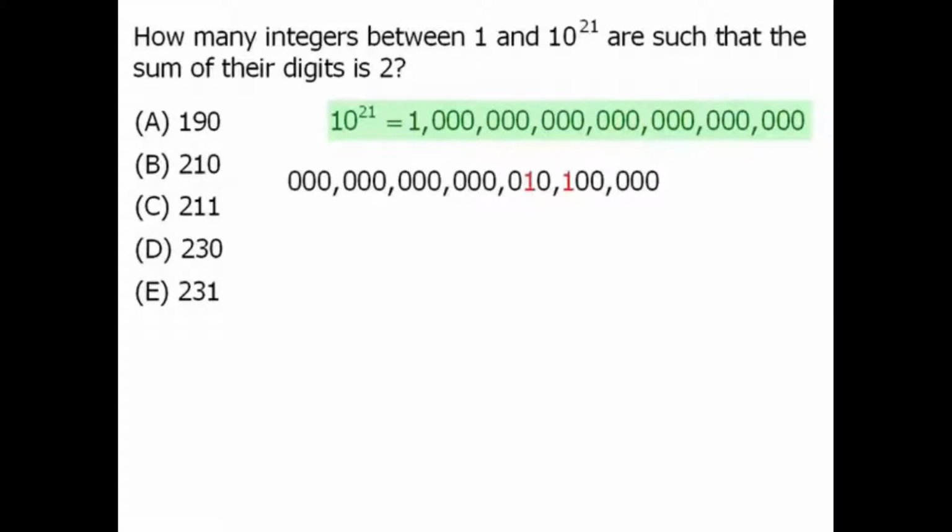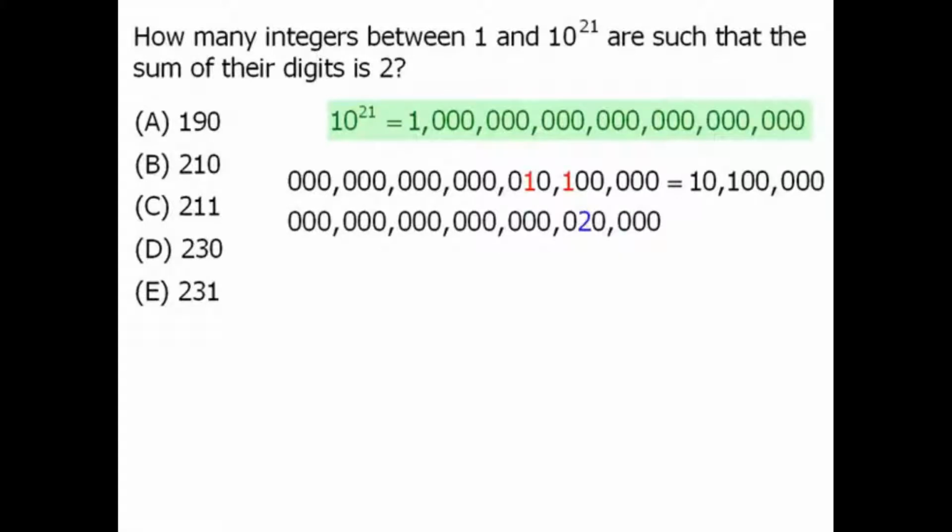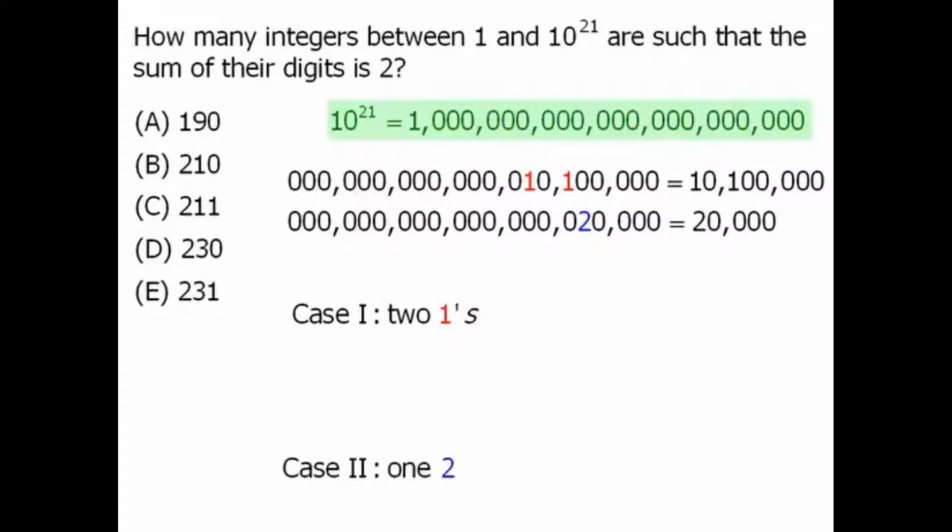So, for example, we can write 10,100,000 as a 21-digit number by including several leading zeros. Similarly, we can write 20,000 as a 21-digit number. Now, for a number to have the sum of its digits equal 2, we need to consider two possible cases. Case 1 is that we have two ones in our number and then 19 zeros. Case 2 is that we have 1, 2, and 20 zeros.